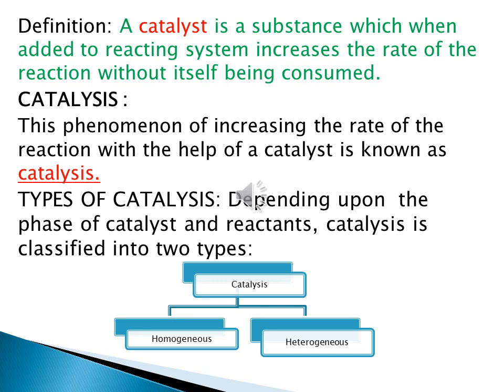Catalysis can be divided into two types, homogeneous and heterogeneous, based on the phase of the catalyst and the reaction mixture. What do you mean by phase? Whether the reactants and the catalyst are in the same phase, that is, both are solid, both are liquid, both are gas, like that. Can you understand what I'm saying? If they are in the same phase, we say homogeneous. If the reactant and the catalyst are in different phases, then we say it is heterogeneous.